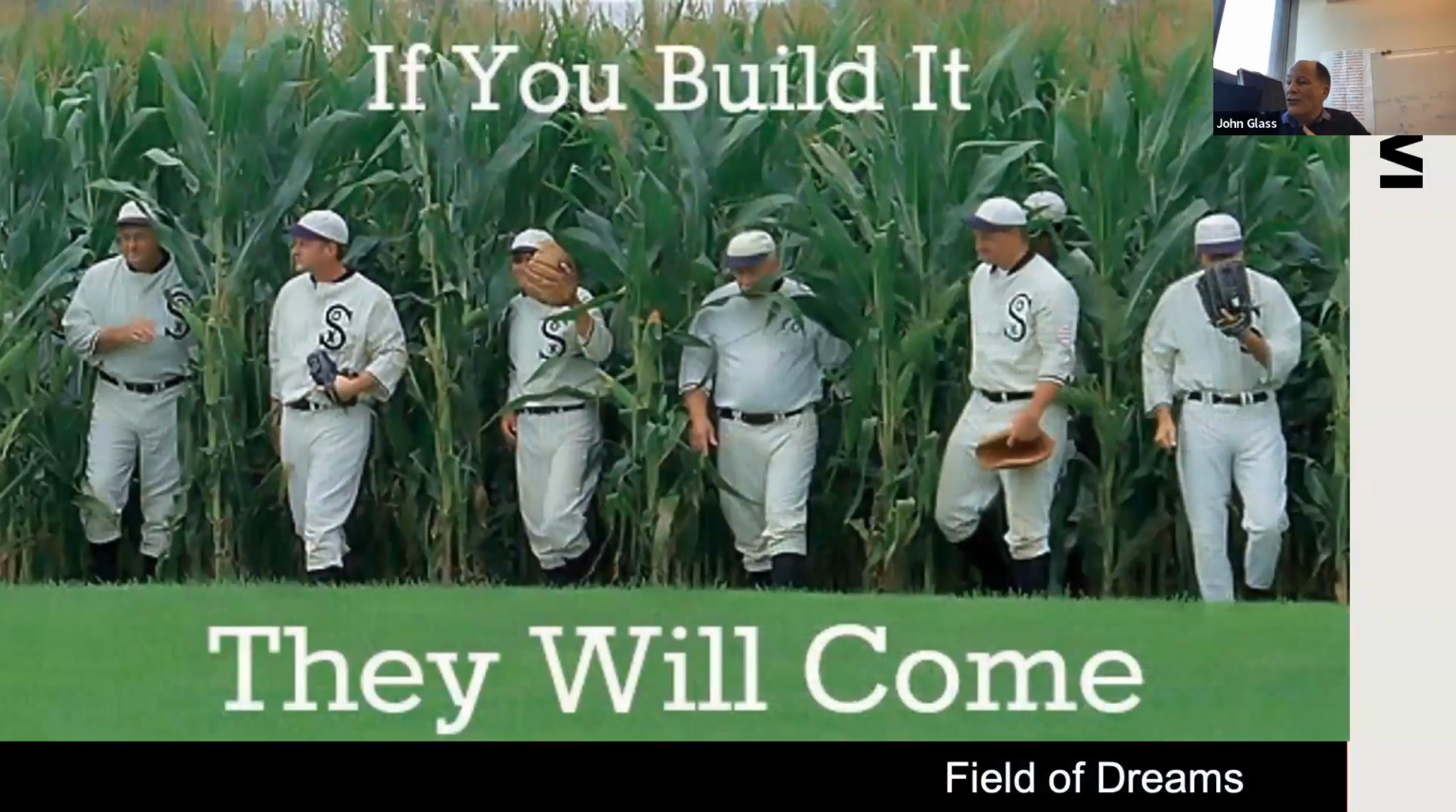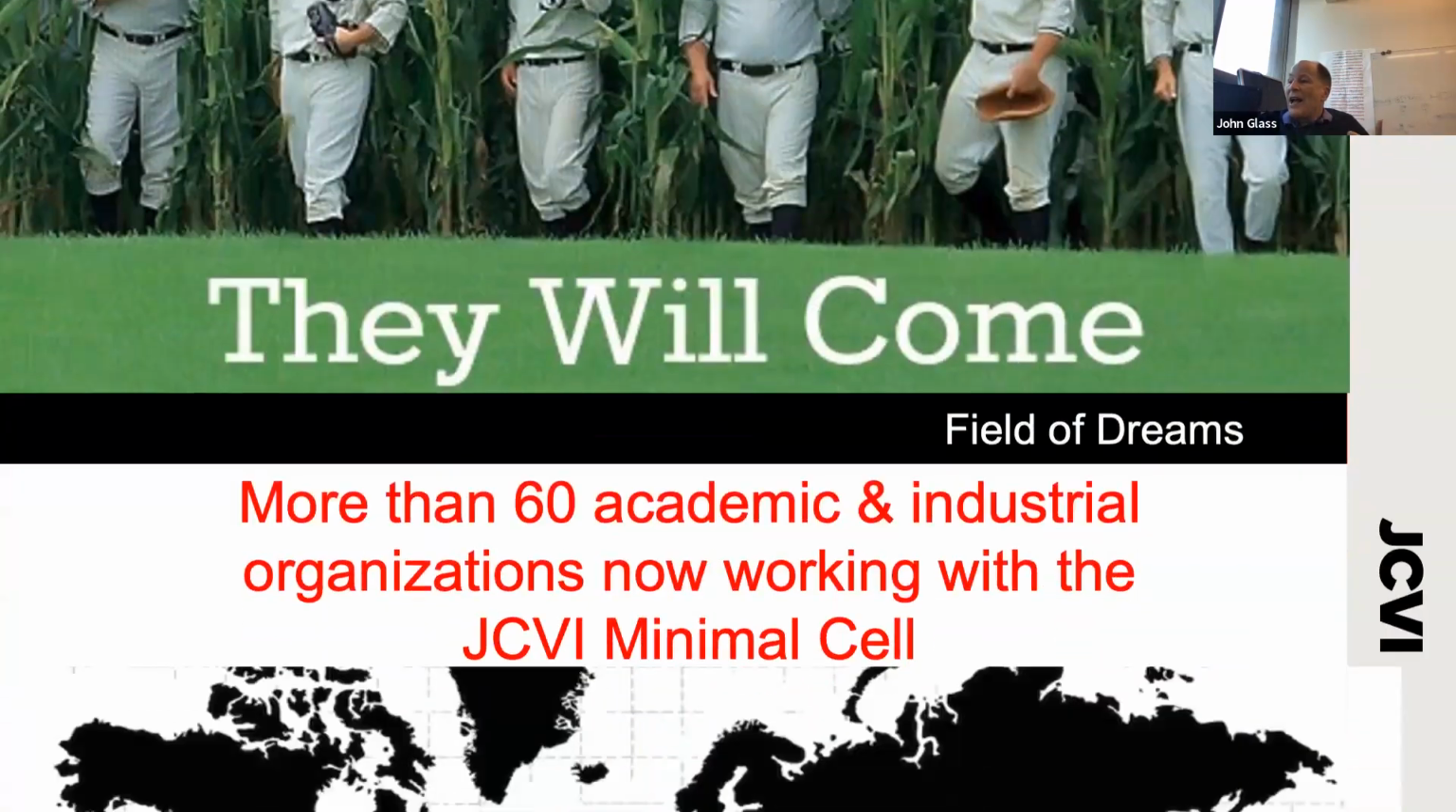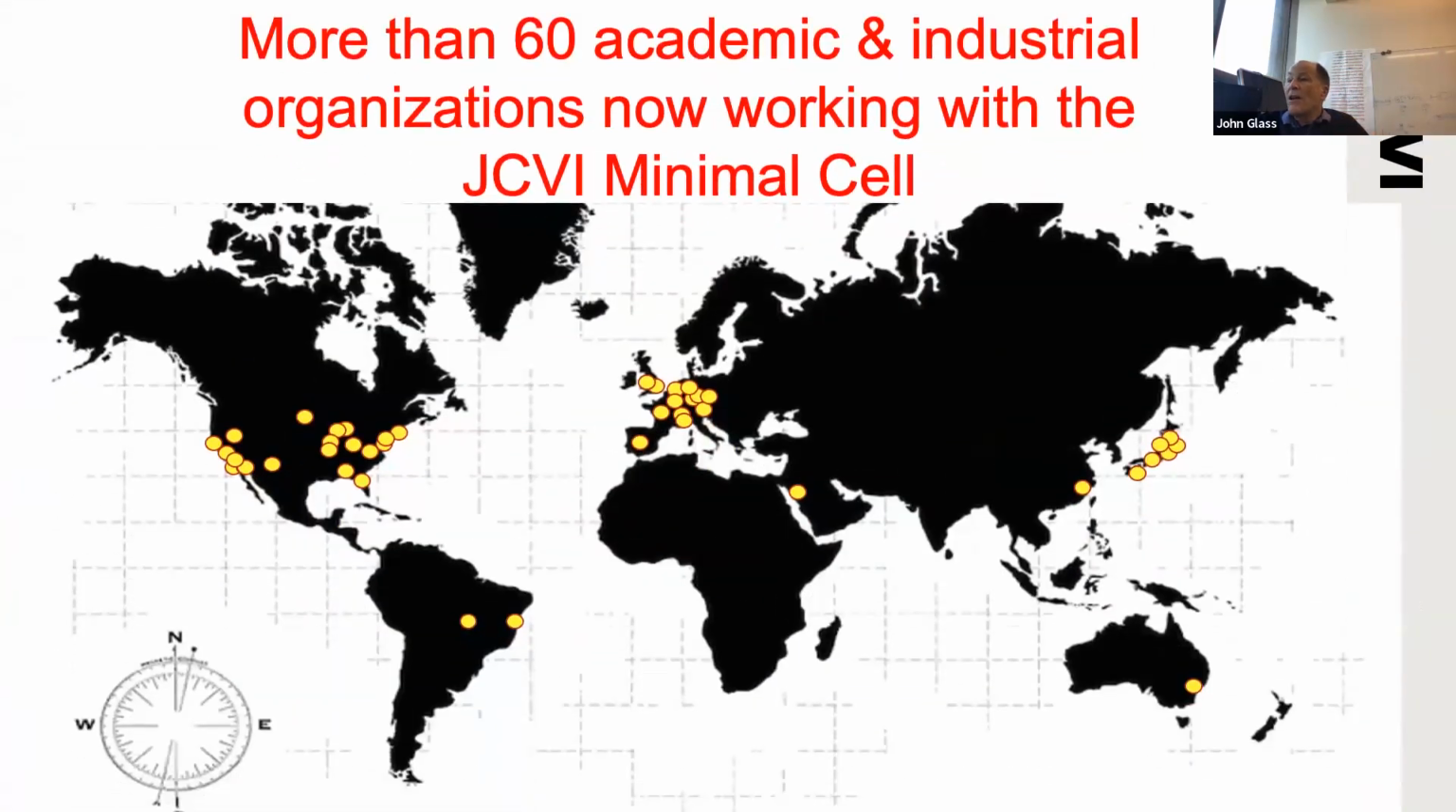Now, I know you are Australian and New Zealand possibly, but if you were baseball fans or knew Kevin Costner's movie, people come out of the cornfield if you build it. When we built the minimal cell, right away, I started getting calls and emails, people who wanted to work with us to use this cell to investigate the first principles of cellular life. And now we have this ad hoc consortium of, the slide's a little dated, we're up to almost 70 now, labs all over the world that are using our cell to investigate basic biology.